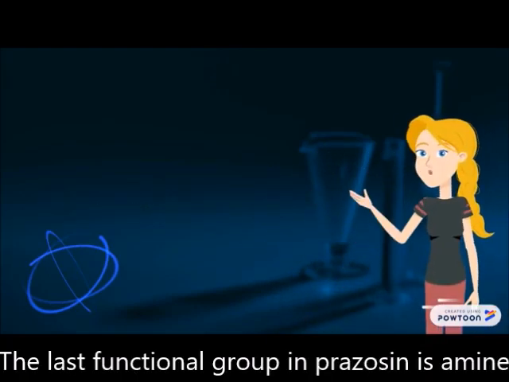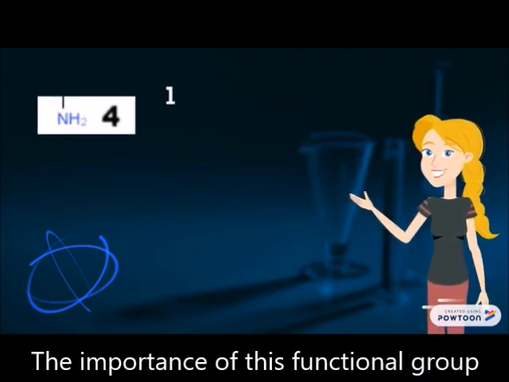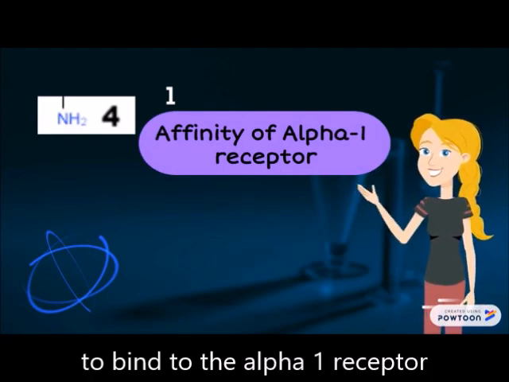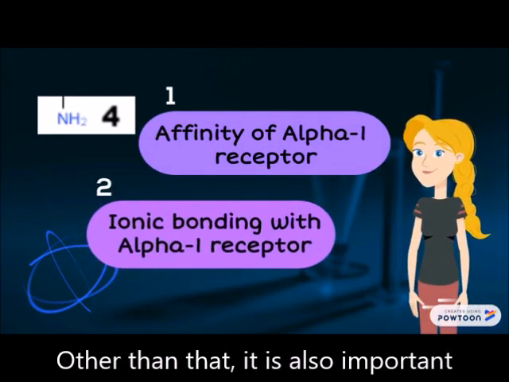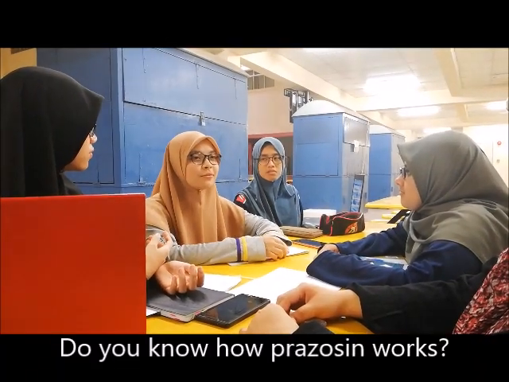The last functional group in prazosin is amine. The importance of this functional group is for the affinity of the drugs to bind to alpha-1 receptors. Other than that, it's also important in forming the ionic bonding with those receptors. Do you know how prazosin works?